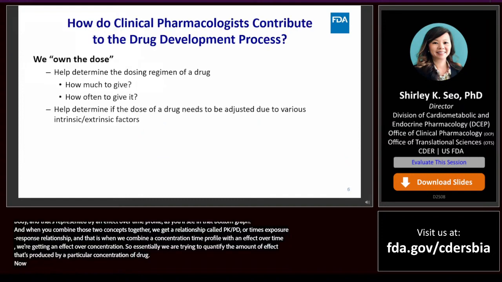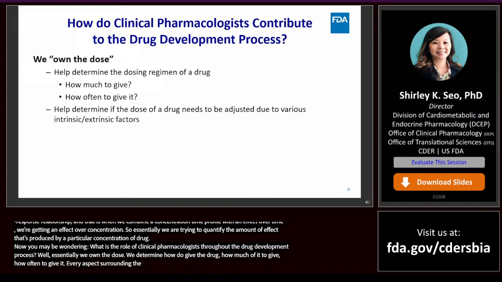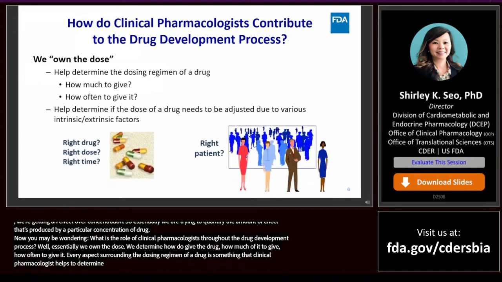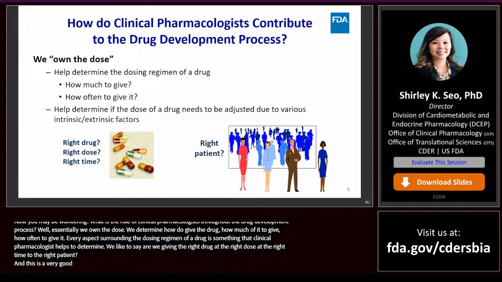Now, you may be wondering, what is the role of clinical pharmacologists throughout the drug development process? Well, essentially, we own the dose. We determine how to give the drug, how much of it to give, how often to give it. Every aspect surrounding the dosing regimen of a drug is something that a clinical pharmacologist helps to determine. We like to say, are we giving the right drug at the right dose, at the right time, to the right patient? And this is a very good simplistic summary of exactly what clinical pharmacology does.